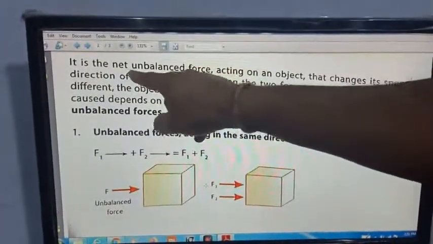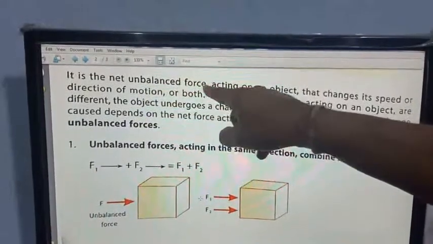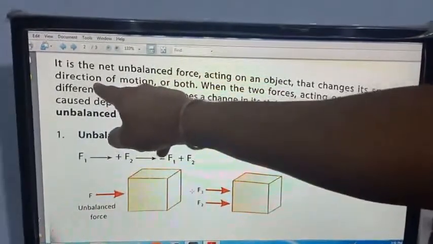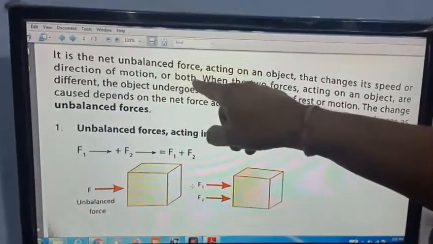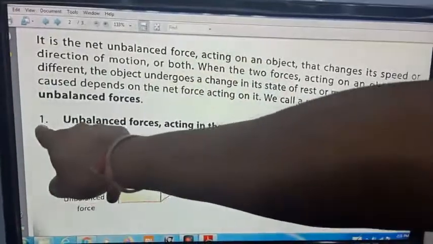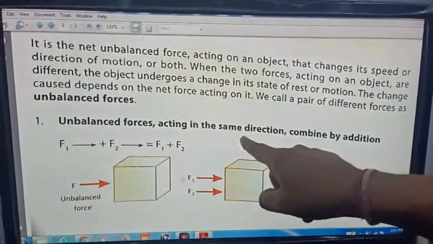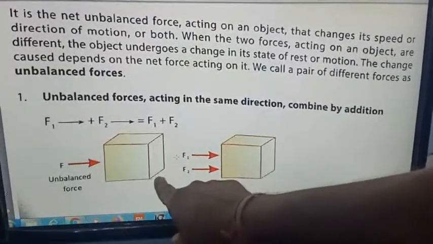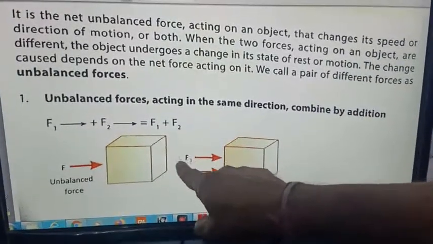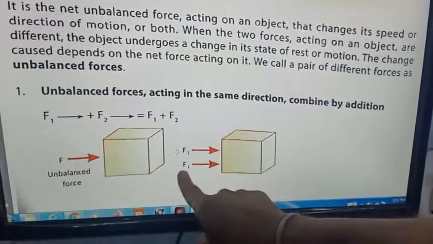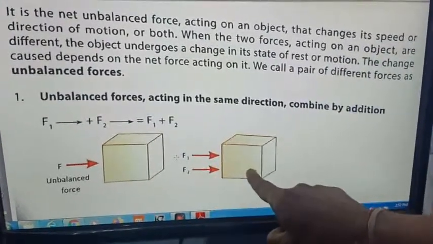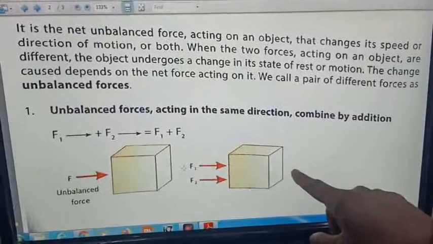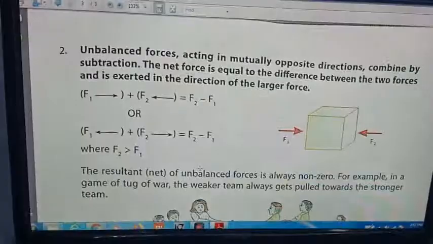So it is shown that when an unbalanced force acts on an object, it changes its speed or direction or both at the same time. Now, unbalanced forces acting in the same direction are combined by addition. In this box, if a 10 Newton force and a 5 Newton force are acting in the same direction, then the net force acting on the object is 15 Newton in the same direction.